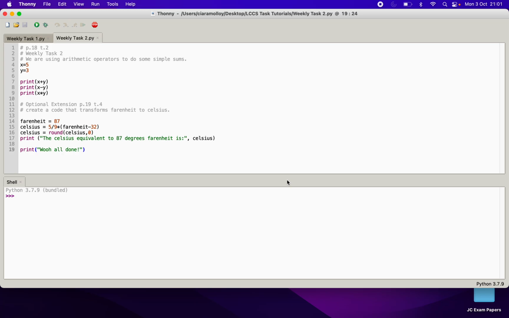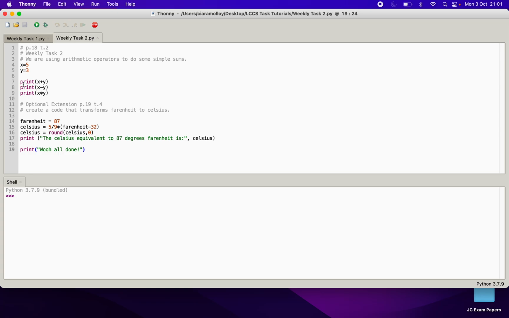This is weekly task 2 tutorial. I'm just going to show you quickly how I did that. So the first thing I did is I created 2 little variables. I assigned x to the value of 5, y to the value of 3. And we're just practicing some arithmetic operators here.